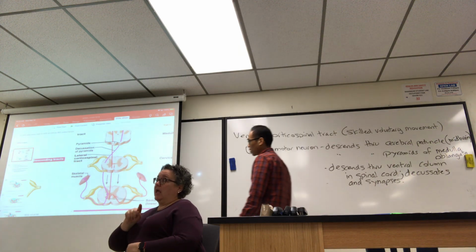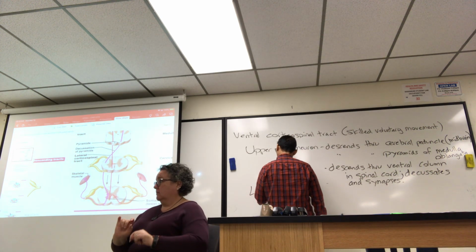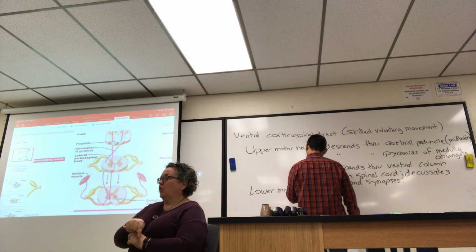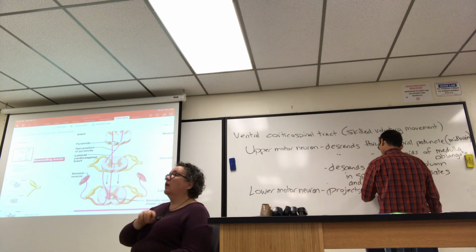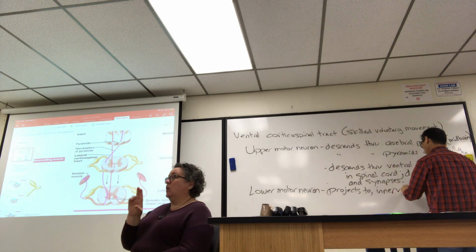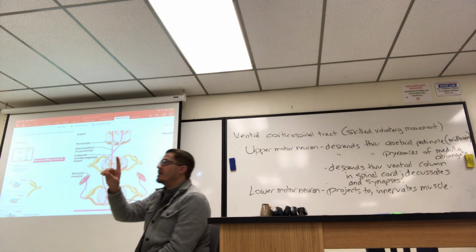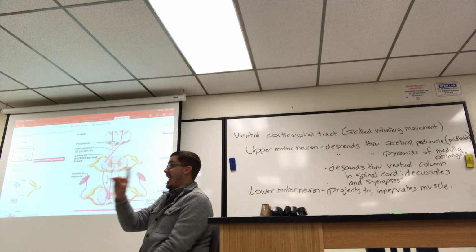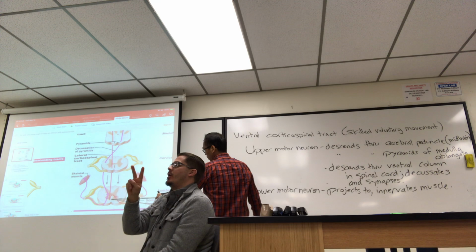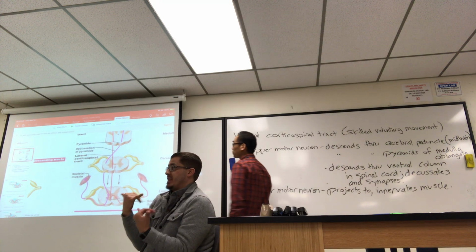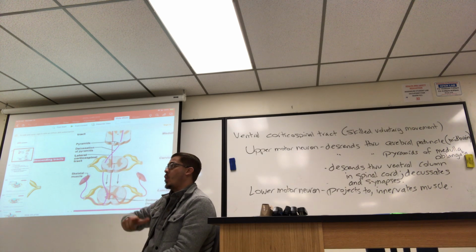The second cell is the lower motor neuron. That's the one that exits and goes to the muscle. The lower motor neuron projects to, I'll say, innervates muscle. Notice that the lower motor neuron's cell body is in the ventral horn. That's what we talked about earlier in the lecture today. So, upper motor neuron, lower motor neuron. This is the ventral corticospinal tract.